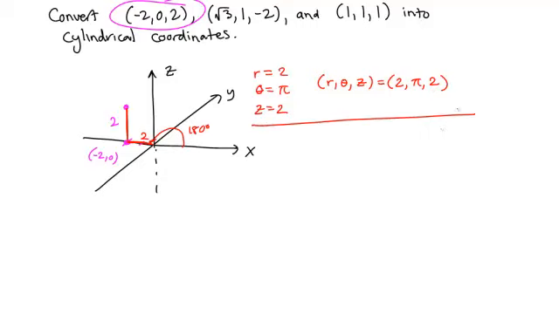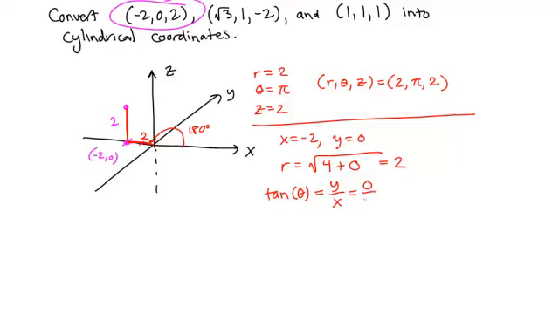A slightly different attack is to simply use those formulas. We know that x is equal to minus 2 and y is equal to 0. So r will be the square root of x squared, which is 4, plus y squared, which is 0, and the square root of 4 is 2. We also know that the tangent of theta is equal to the y value over the x value, in this case 0 over negative 2, or 0. So we have an angle whose tangent is 0. If we compute the arctangent of that, the arctangent of 0 is 0.